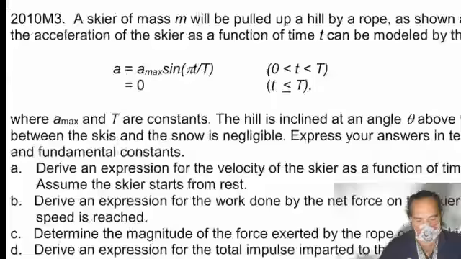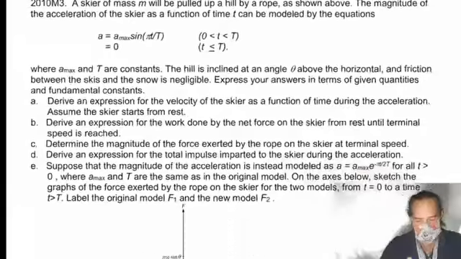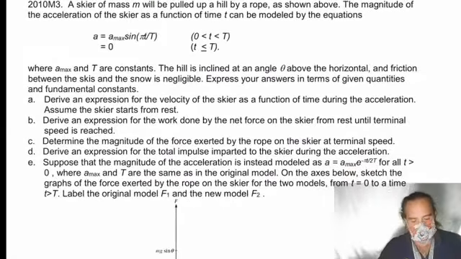And the question, part A asks, derive an expression for the velocity of the skier as a function of time during the acceleration and assume the skier starts from rest. So derive an expression for the velocity. You should know how to do this. Even if you don't know how to complete it, you should know where to start.